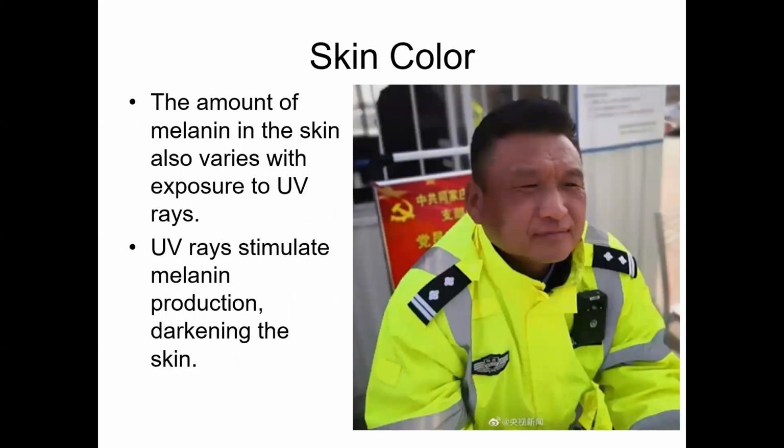The amount of melanin that's in your skin also will vary with your exposure to ultraviolet light. Ultraviolet light stimulates those melanocytes to make melanin, which darkens the skin. Here you see this guy's 2020 tan line, where the mask was.